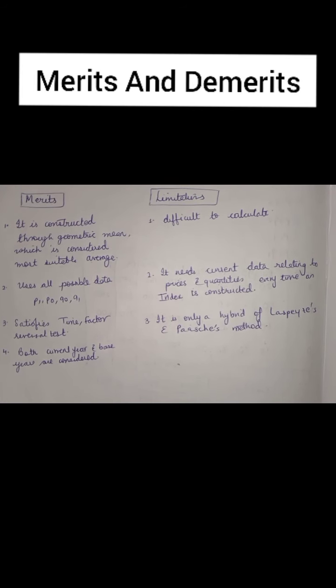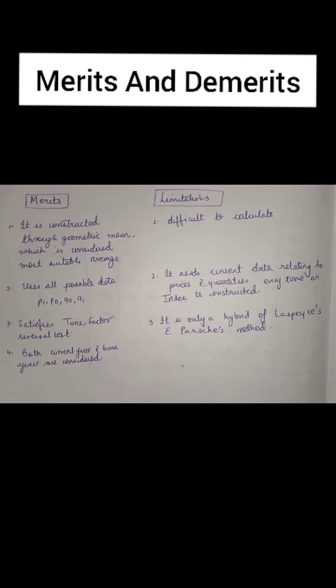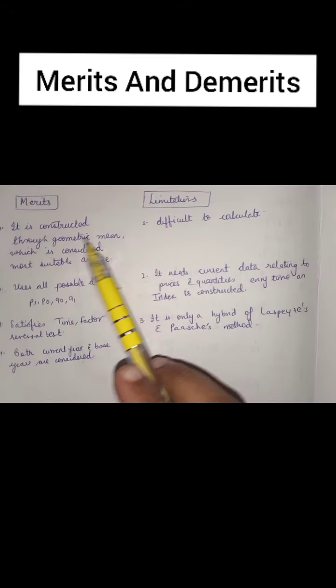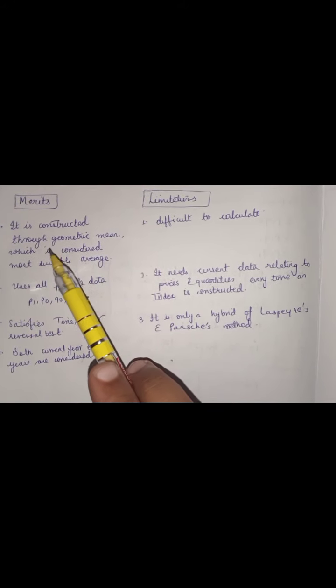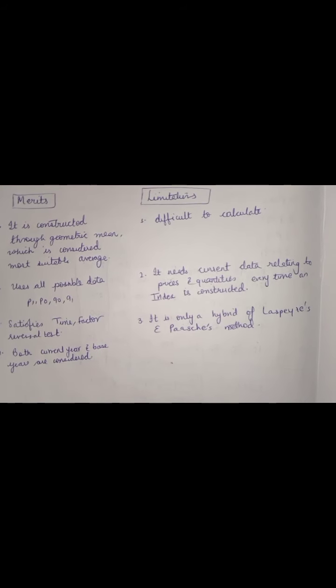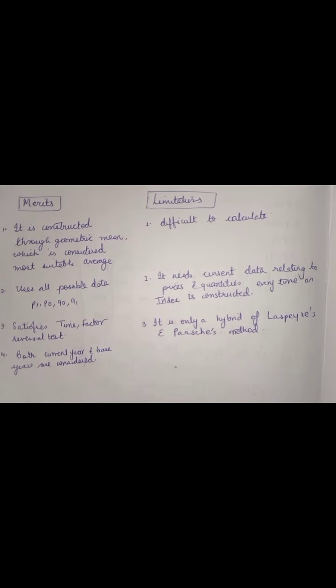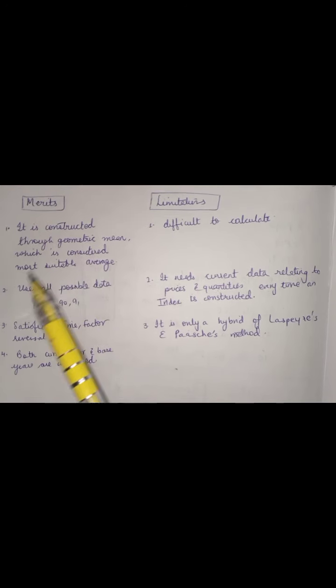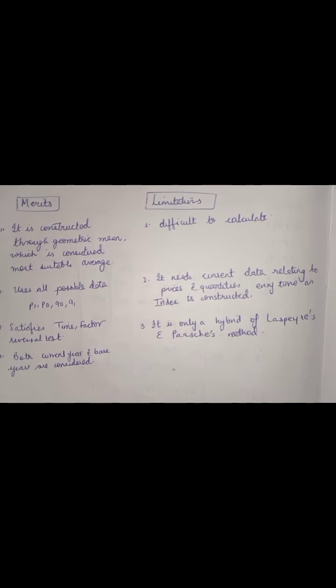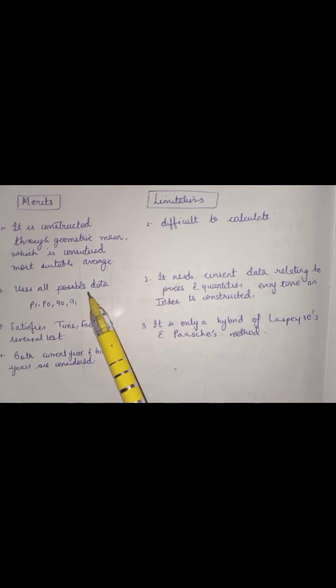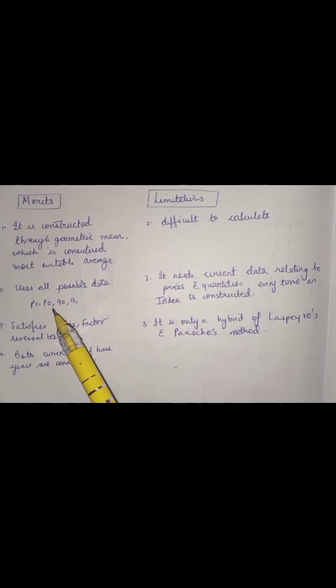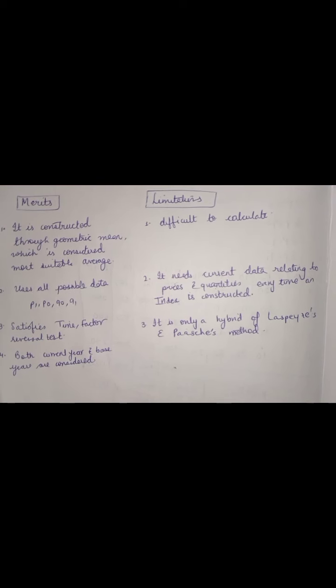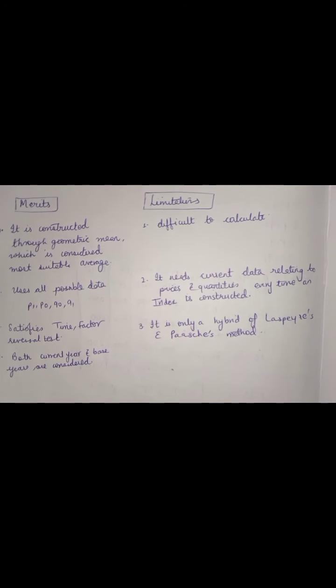Let us quickly see the merits and limitations of Fisher's index number. It is constructed through the geometric mean. Yes, dear students, the geometric mean is considered the most suitable average, that is the most accurate average you will get. Since we are using the same method in Fisher's, we call it the most suitable average. The second point says that it uses all possible data: P1, P0, Q0 and Q1. We are using all the possible data which are available to us.